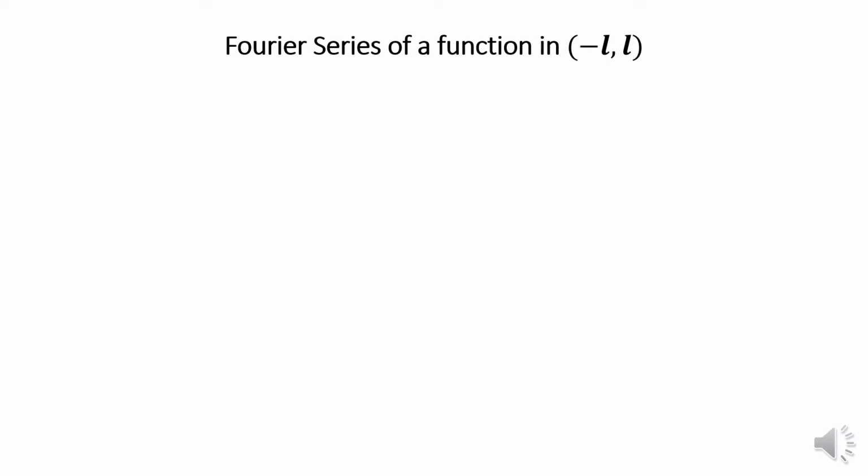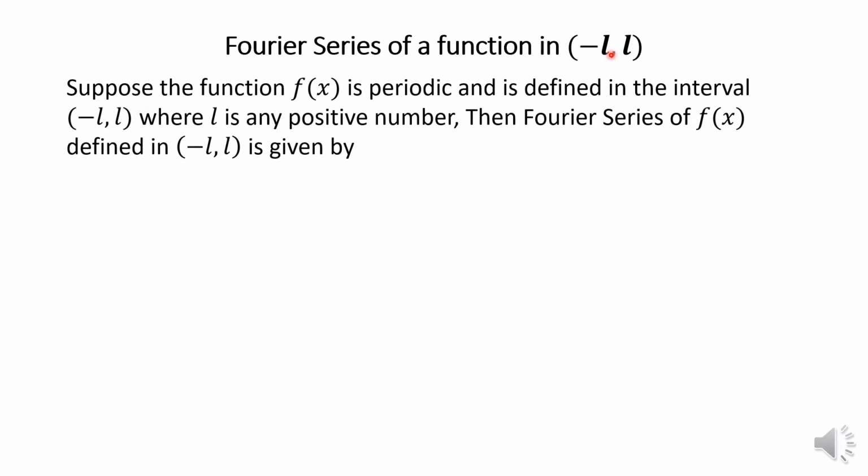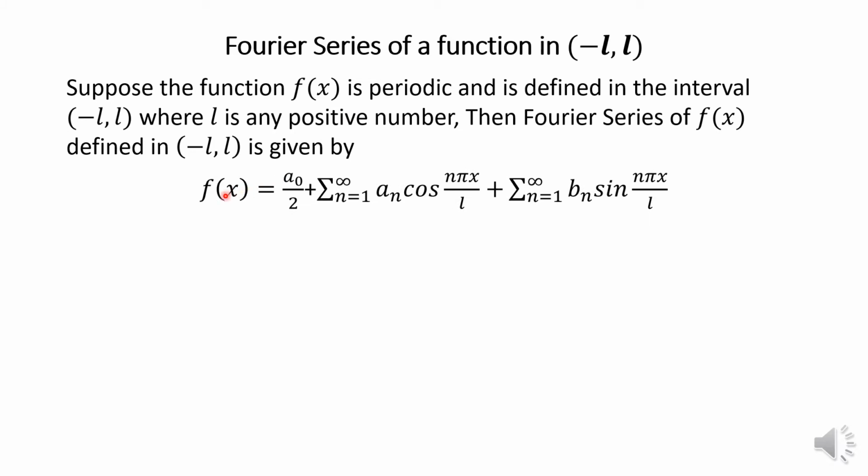Fourier series expansion in the interval minus L to plus L. Suppose the function is periodic. In order to expand the given function in terms of Fourier series, first of all the function should be periodic. If the function is periodic and it is defined in some interval, say minus L to L, where L is any positive number, then the Fourier series expansion of the function f of x is given by this formula. It is an important formula, you should remember this one.